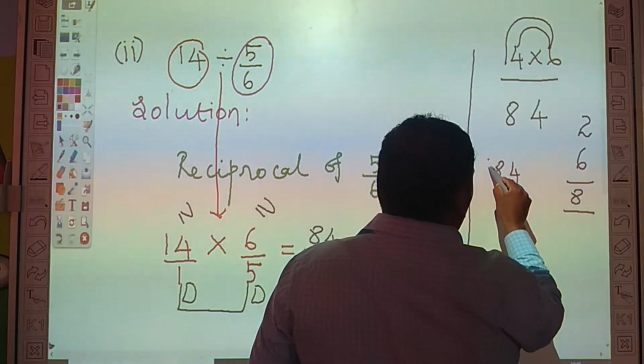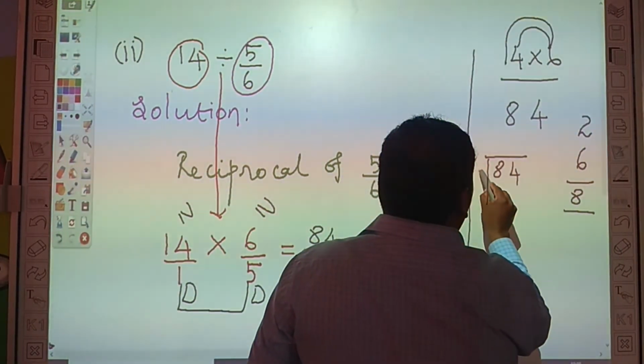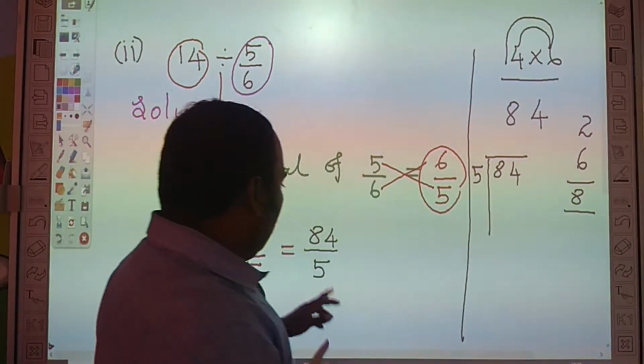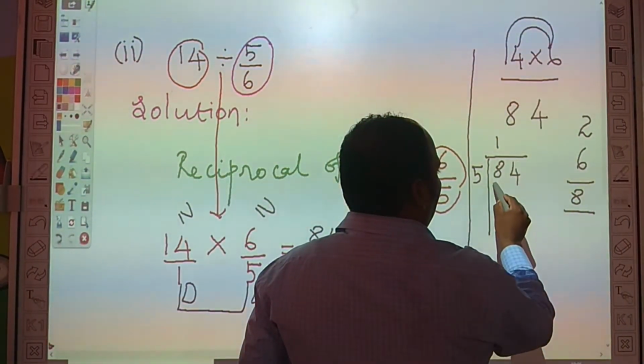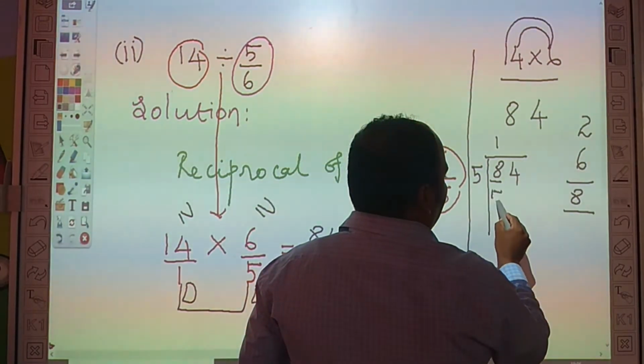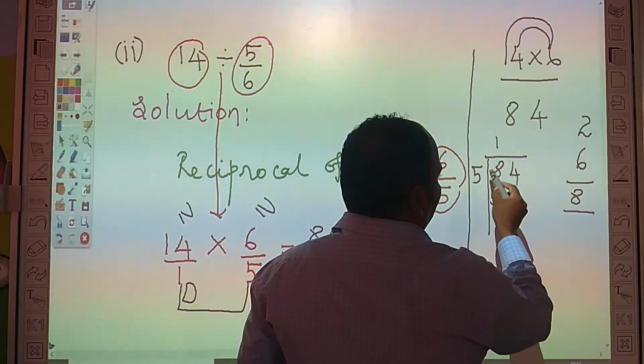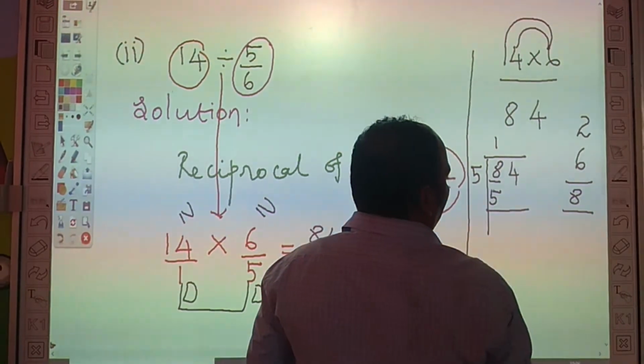84 divided by 5. 1 into 5 is equal to 5. 8 only having, we take the fifth table. 1 into 5 is equal to 5.